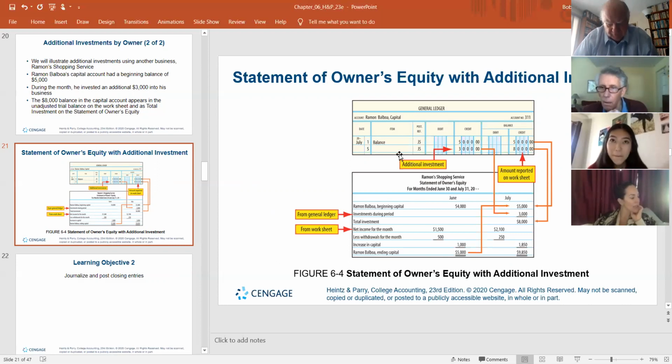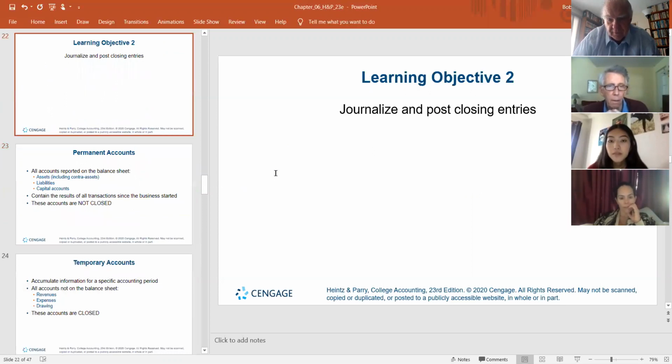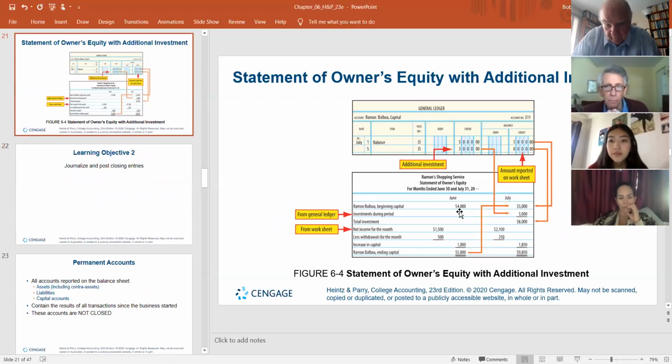Okay, so what they're presenting here is our equity statement, and now we have an ending balance of $8,000 after that first investment. Now we're ready to journalize and post closing entries. Going back to here, here is our income with this guy for July. He had income in July of 2,100, and he took withdrawals out of 250. So his business grew by 1,850.